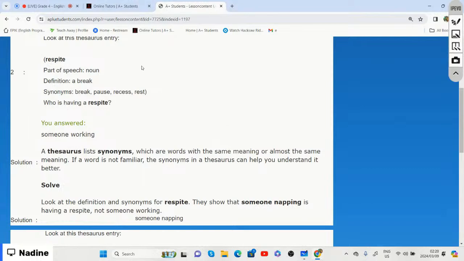All right. So with a thesaurus entry, a thesaurus lists synonyms. And synonyms are words with the same meaning, or words with almost the same meaning. And if you are not familiar with a word, then the synonyms in the thesaurus can help you to understand it better, especially if you know the thesaurus.